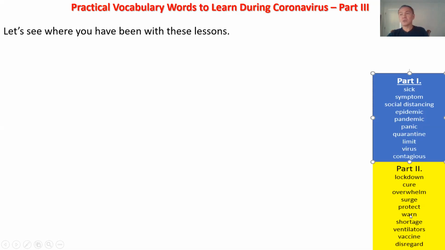Warning is to give notice of something before it happens. Shortage, when you don't have enough of something. Ventilators are machines or devices that help people with breathing. Vaccine is the medicine that we need to prevent us from getting sick, to cure us from sickness, to protect us from sickness. And disregard, when you disregard, you don't listen to someone else's advice.